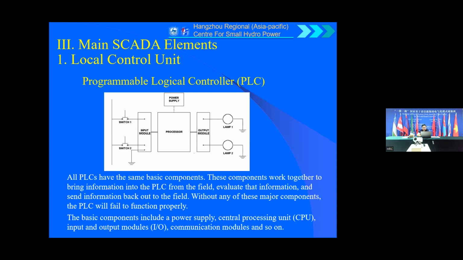First, all PLCs have the same basic components. These components work together to bring information from the field to the PLC. We have the input module of the PLC, and the processor evaluates that information and sends information back to the field by the output module. Without any of these major components, the PLC will fail to function properly. The basic components include power supply, central processor, input and output modules, communication modules, and so on.